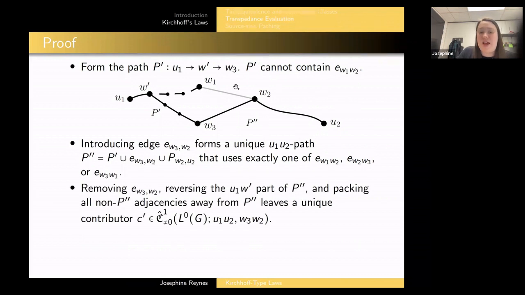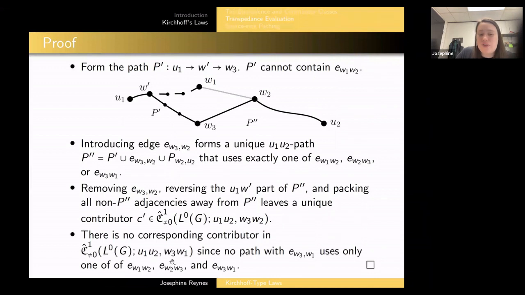And then I remove this edge, and I'm going to reverse this U1 to W prime part of this path, and then pack all of my adjacencies, and pack means basically fold them back into back steps away from this path. And this is a little confusing, but what this basically does is reverse the unpacking process that I've done and leaves me with a unique contributor in this set here, with the edge that I've added in being the one that gets removed.